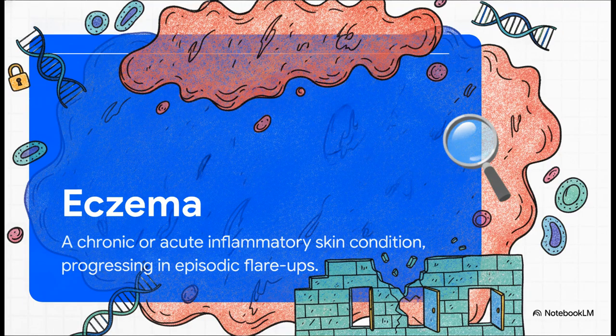And honestly, the most fascinating part is the genetic component. There's this specific mutation in something called the filaggrin gene. Now, think of filaggrin like the mortar holding the brickwork of your skin cells together. When that gene mutates, the mortar gets weak. It severely compromises your skin's protective barrier and leaves it literally wide open to the outside world.